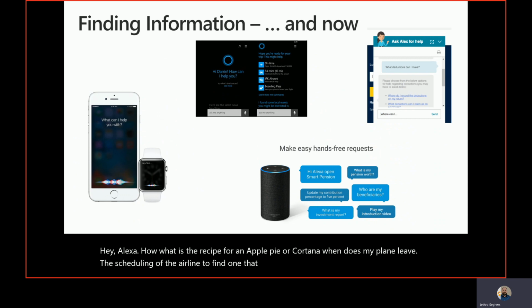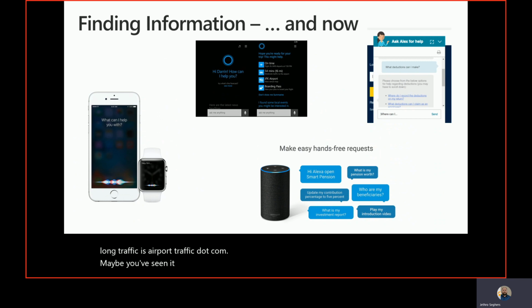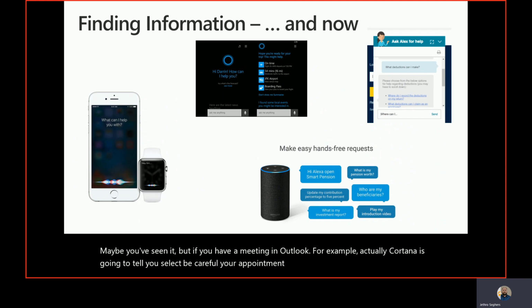When we need to know how long traffic is going to be on our way to the airport, we're not going to go to traffic.com, provide in our source, provide in our destination, and do the calculation on our own. No, nowadays, you can actually get the information just based on a status update. Maybe you've seen it, but if you have a meeting in Outlook, for example, actually Cortana is going to tell you, be careful, your appointment is at that location, traffic is heavy, it takes about 25 minutes to get there. You might want to take off and just make sure you get there in time.